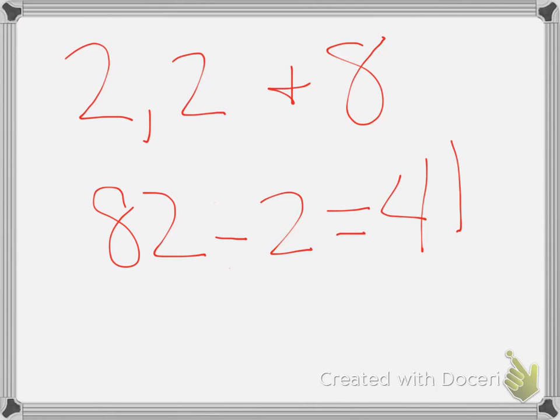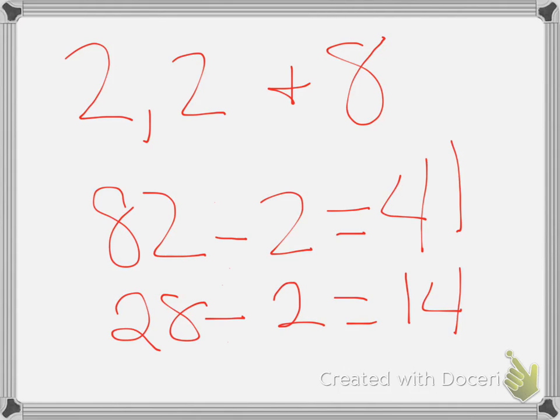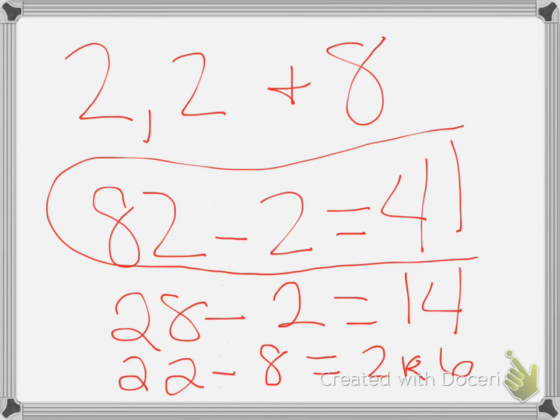So if I write that out, if I have 28 divided by 2, that equals 14. 41 is still larger. And if I have 22 divided by 8, that's going to give me 2 remainder 6. So this is why this is the best one to go with.